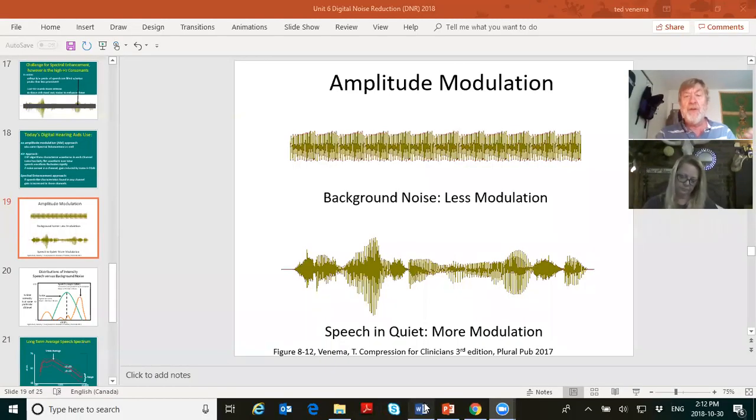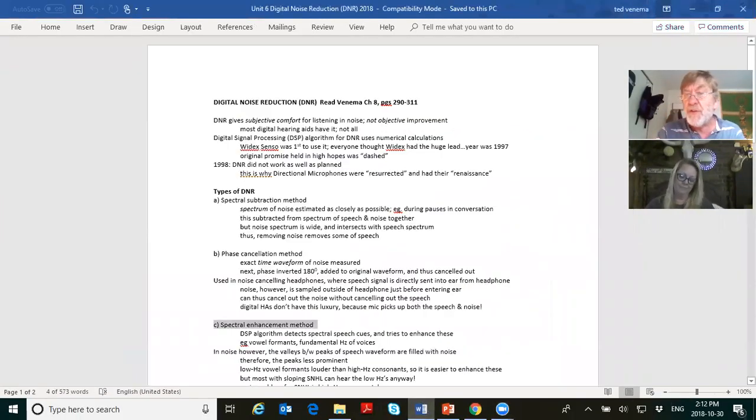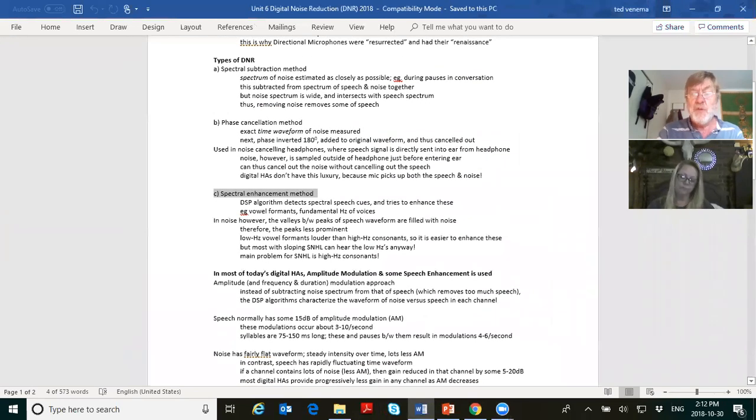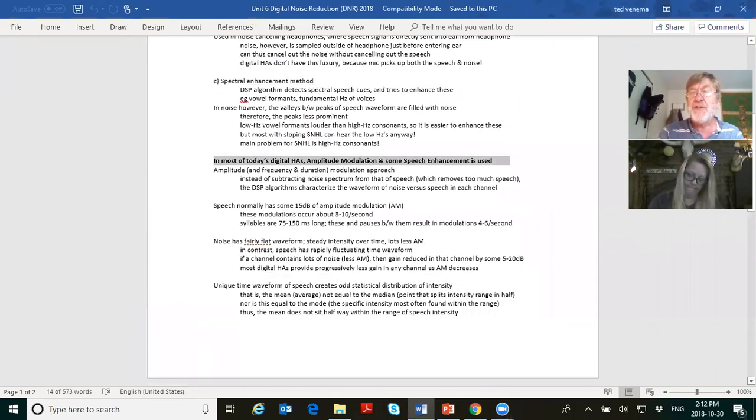Let's see where we are in our notes now and where we've caught up to, just so that we're all there. We're making good progress here. Look at this. We've covered A, B, and C: spectral subtraction, phase cancellation, spectral enhancement, and then today's hearing aids use amplitude modulation with a little bit of speech enhancement added to it.